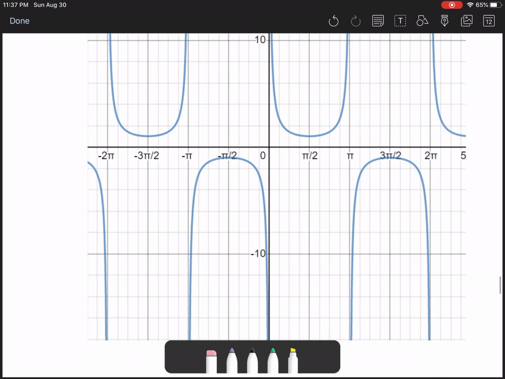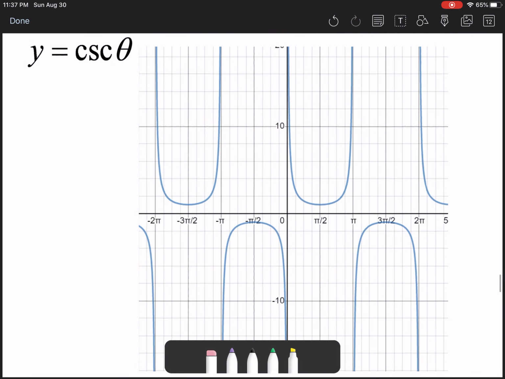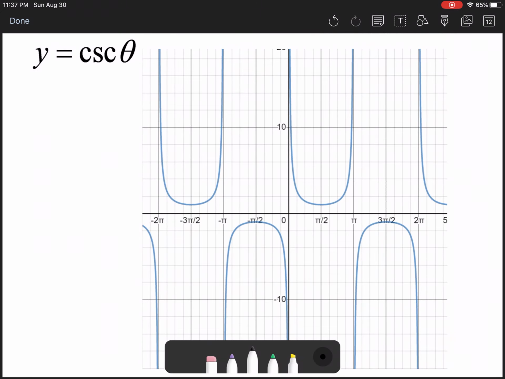Okay, so cosecant, make this a little bit bigger for us, also has asymptotes, right? Remember from our unit circle, there are places where the cosecant is undefined. It is undefined along the y-axis here, right? And then also at pi, and then 2 pi. We could work backwards too if we wanted to.